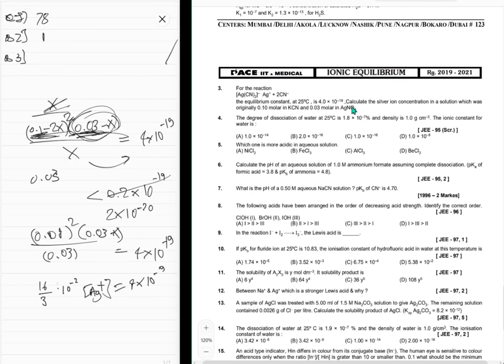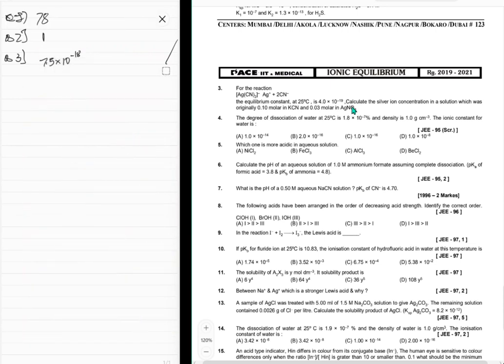Right, we can solve this. This is 4. That goes over there, so it's 10 power negative 17 now. So the concentration of Ag plus is 3/4 into 10 power negative 17. This thing is just 0.75, so it's going to be 7.5 into 10 power negative 18, I think. There we go. This is our answer. Yeah, hopefully.